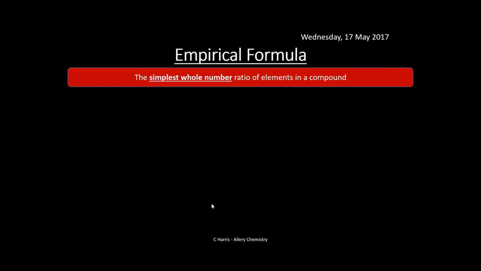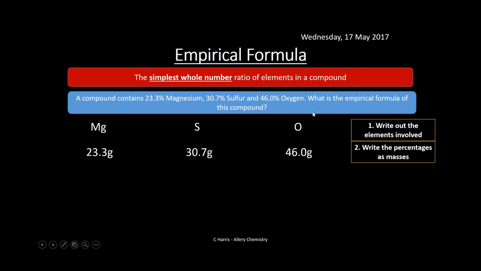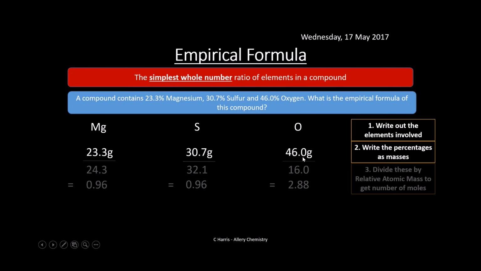Okay, so empirical formula. This is the simplest whole number ratio of elements in a compound. So let's have a look. A compound contains 23.3% magnesium, 30.7% sulfur, and 46.0% oxygen. What is the empirical formula of this compound? So the first thing we need to do is write out our elements involved: magnesium, sulfur, and oxygen. Then we need to write the percentages as masses. Now they've given us percentages, we just convert them to mass. So 23.3 grams, 30.7 grams, and 46 grams.